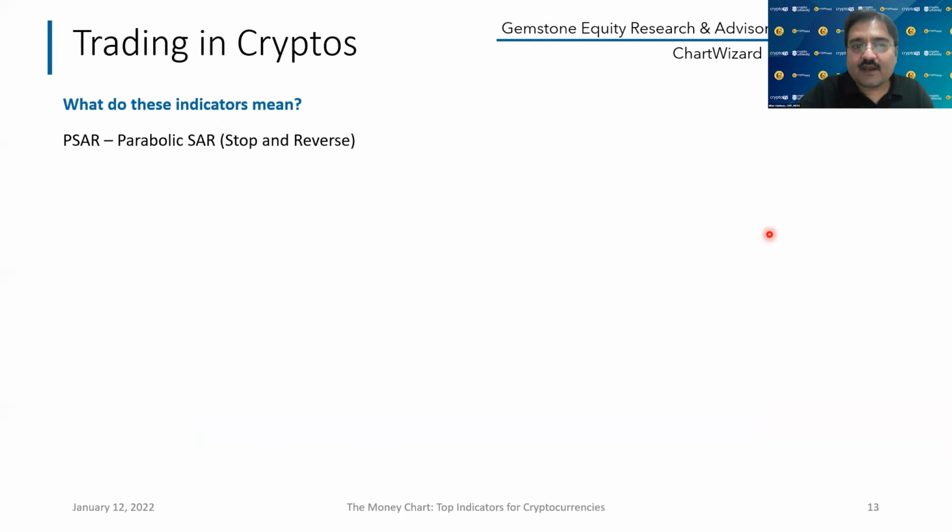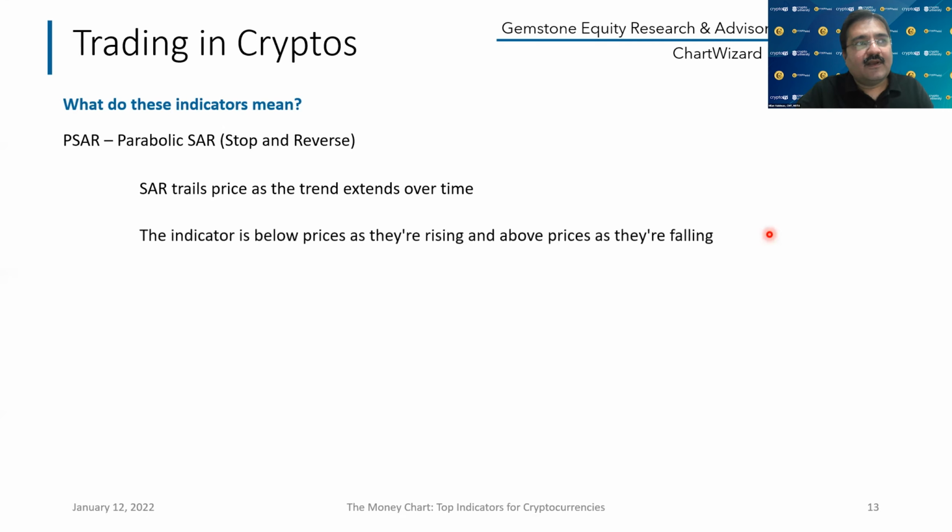Then we will move to Parabolic SAR, that is stop and reverse. SAR is stop and reverse. It basically trails the price as the trend extends over time, and it can also be considered a trend following indicator. Once a downtrend reverses and starts moving higher, the SAR changes its position, or in a way it acts as a trailing stop loss, both in case of a downtrend and an uptrend.